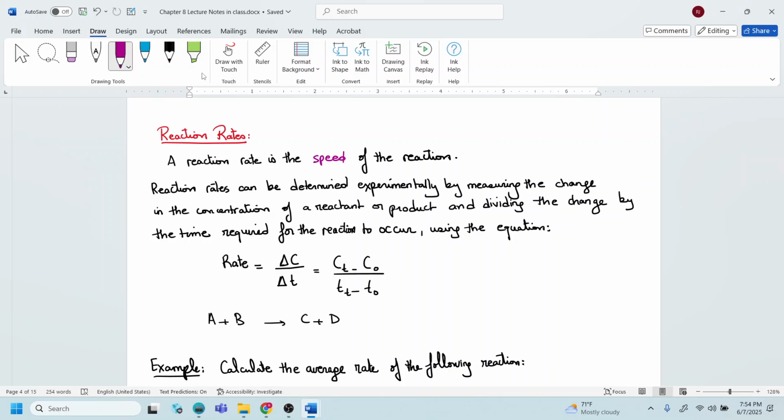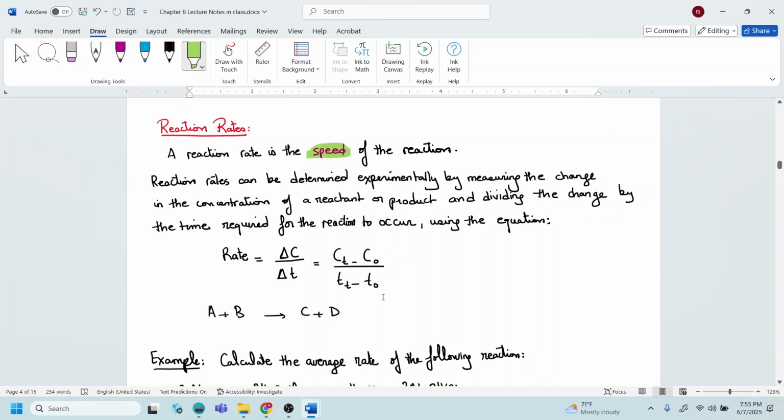So the rate of the reaction is simply the speed of the reaction, meaning how fast the reaction is going. To measure the rate of the reaction, it is the change in the concentration of the reactants or the products, divided by the change of time required for the reaction to happen. The change in the concentration is the concentration at time t minus the concentration at time 0, and the change in the time is the time at time t minus the time at time 0.